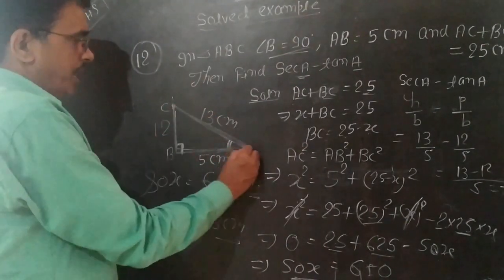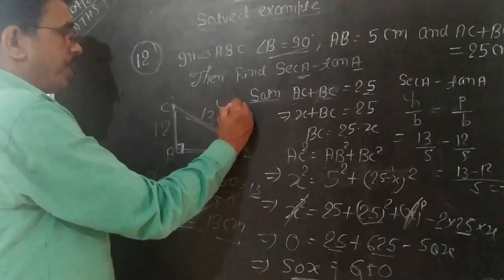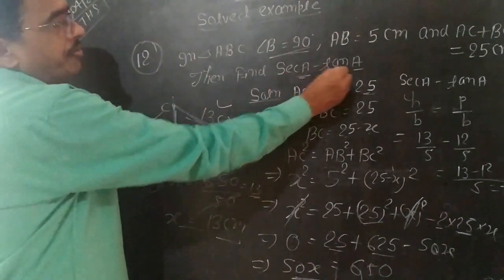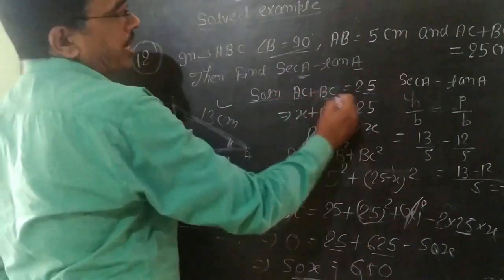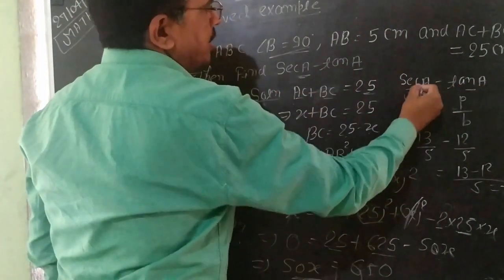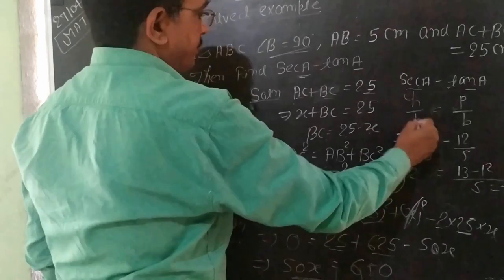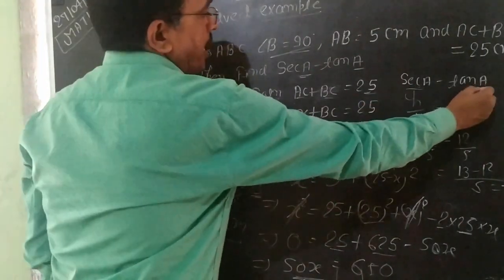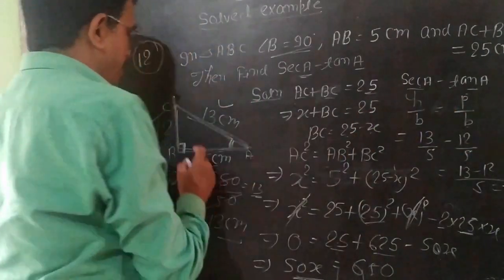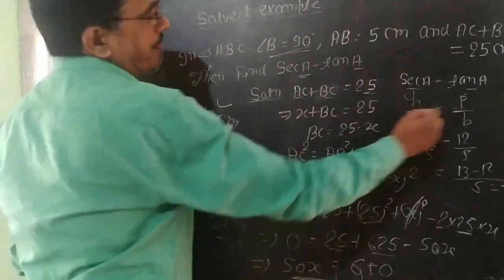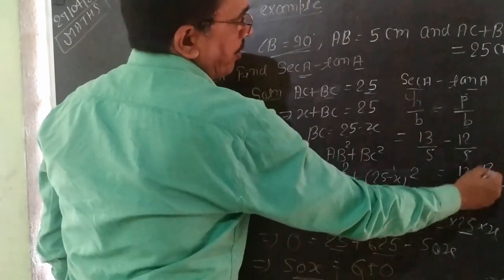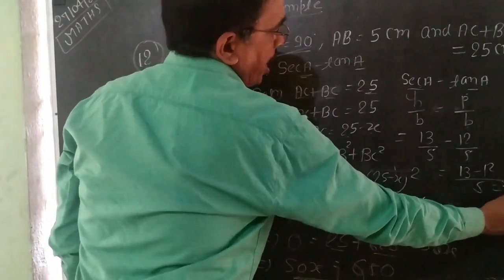Now in this triangle, you have all three sides. One is 13, another is 12, and the third is 5. Then you can find the value of this. This is sec A minus tan A. What is sec A minus tan A? Sec A is h by b. What is h? 13. What is b? 5. Minus tan A. Tan A is p by b. What is p? 12. What is b? 5. 12 by 5. We take LCM, that is 5. And it is 13 minus 12, that is 1. And it is 1 by 5.